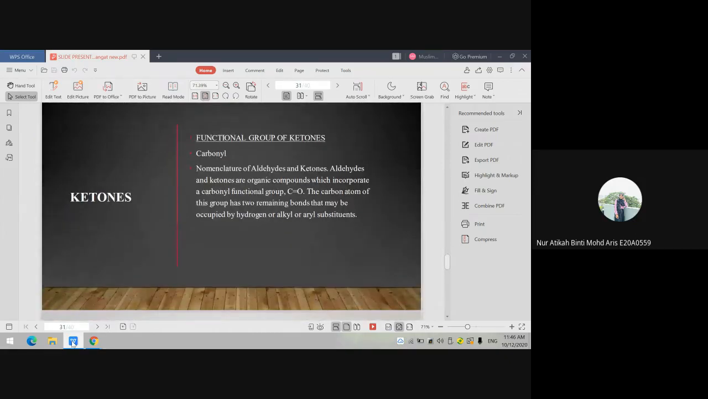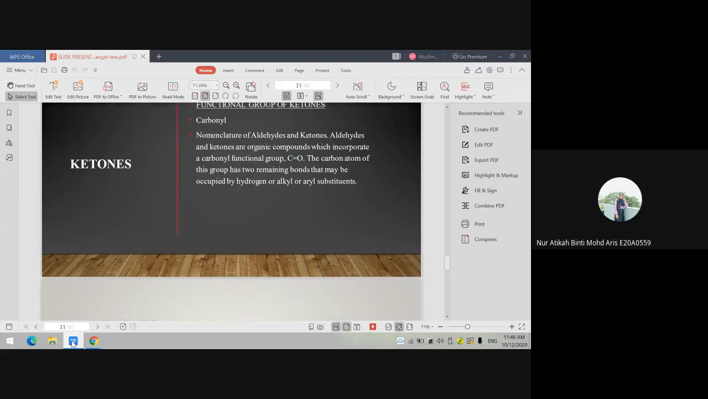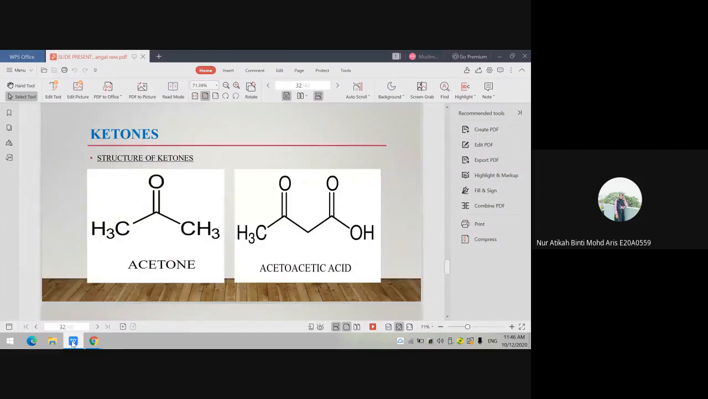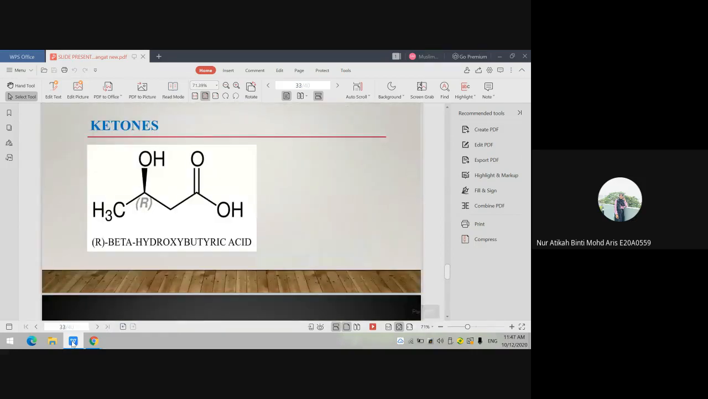Functional group of ketones. Ketones are carbonyl, and nomenclature of aldehydes and ketones. Aldehydes and ketones are organic compounds which incorporate a carbonyl functional group C=O. The carbon atom of this group has two remaining bonds that may be occupied by hydrogen or alkyl or aryl substituents. We prepared three example structures of ketones, which are acetone, acetoacetic acid, and beta-hydroxybutyric acid.